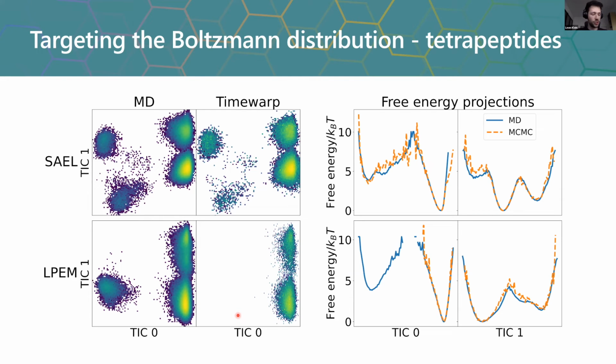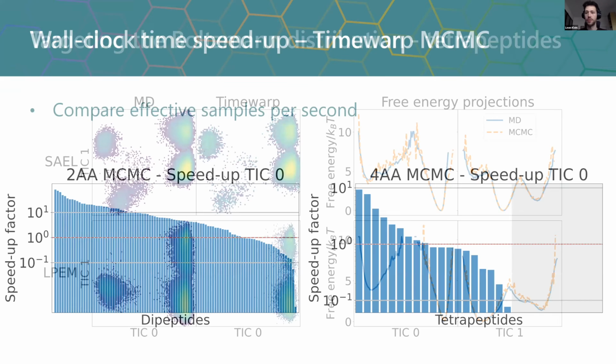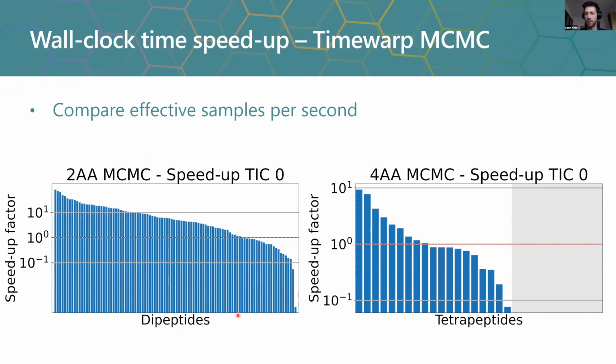So how do we now compute the speed up between the Timewarp MCMC and MD? To this end, we compare the effective sample sizes per second, which are basically the uncorrelated samples per second generated with an algorithm. We're looking along this slowest TICA component, TIC0, and then we simply take the ratio and report this. And this effective sample size can be computed based on autocorrelations for different lag times.